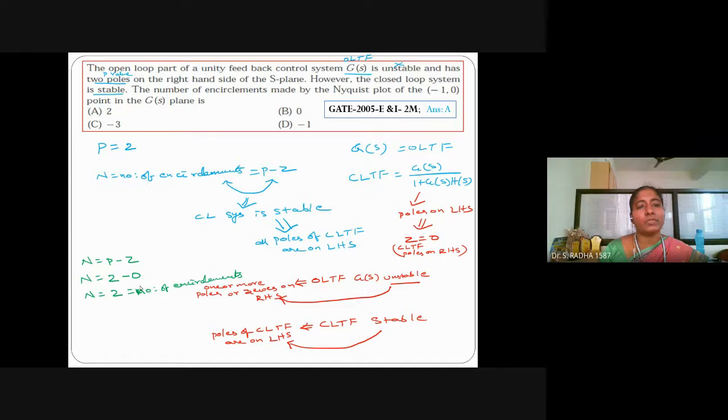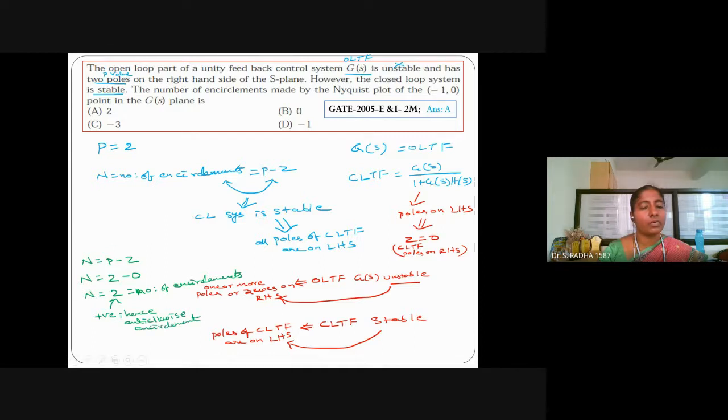But as an extra question, I am asking whether the encirclement is clockwise or anti-clockwise. Positive means anti-clockwise, negative means clockwise. Since it is a positive value, it is an anti-clockwise encirclement.